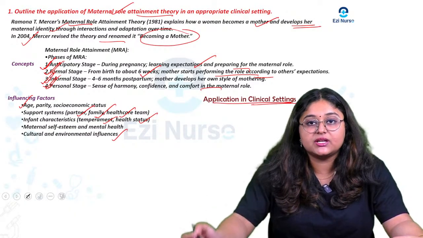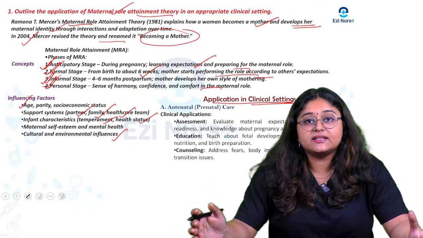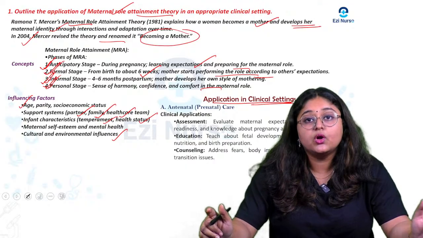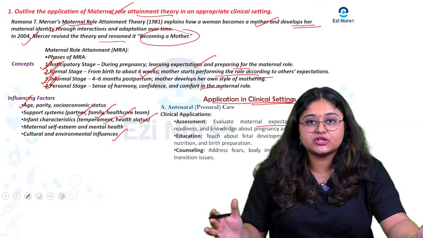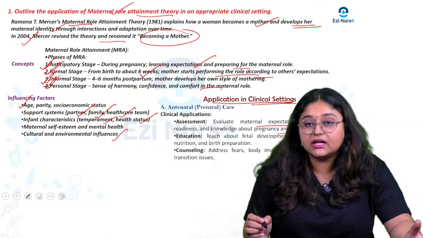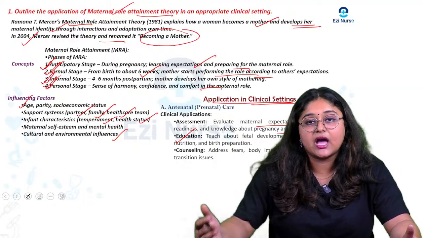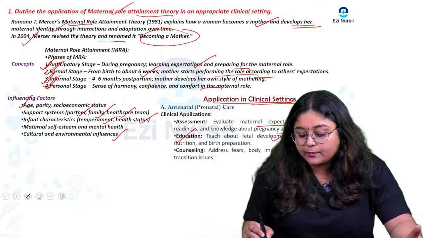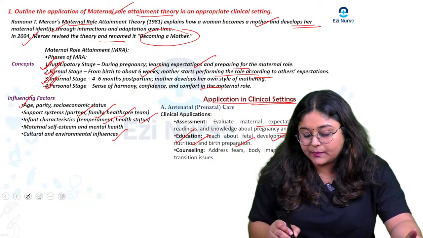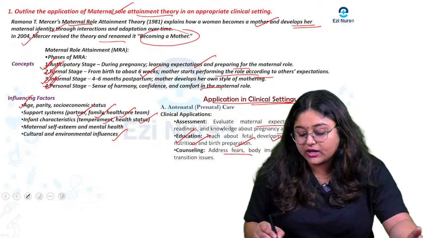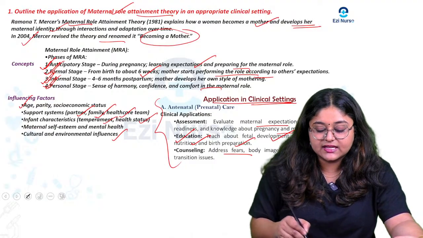Now come to the application in clinical settings. First is antenatal or prenatal care. What is the main clinical application? First is assessment. As a nurse we have to assess the maternal expectations, emotional readiness, and knowledge about the maternal role and how to take on motherhood. Next is education. In the antenatal period, as a nurse we have to educate the mother about fetal development, body changes, nutrition, and birth preferences. Now come to counseling. In the antenatal period we have to counsel about fears, body image concerns, and role transition. So these are all the applications in the antenatal period.